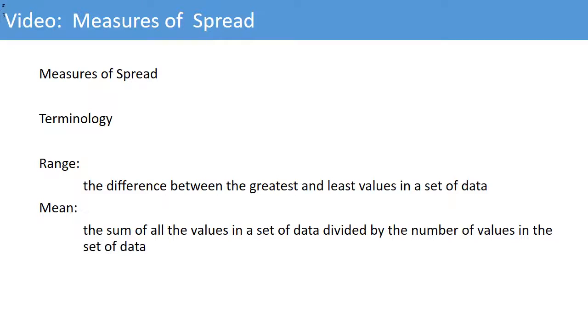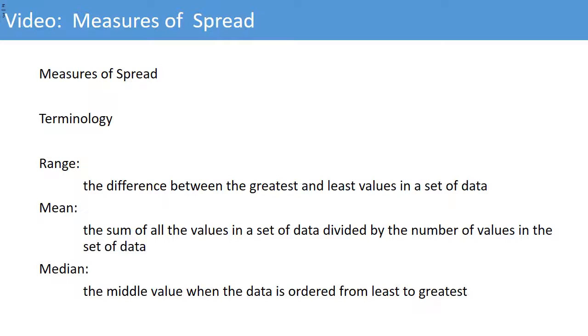The mean is the sum of all the values in the set of data divided by the number of elements in the set of data. The median is the middle value when the data is ordered from least to greatest.